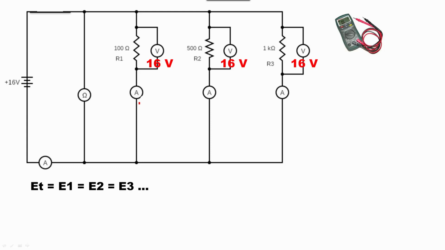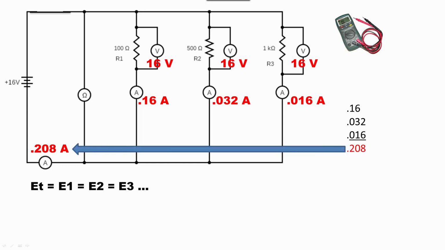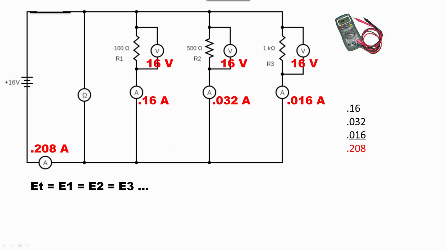Let's take some current readings using an ammeter. The current through R1 equals 0.16 amps. The current through R2 equals 0.032 amps. The current through R3 equals 0.016 amps. The current through the whole circuit equals 0.208 amps. Here we see that the total current is equal to the sum of the currents through each one of the resistors.